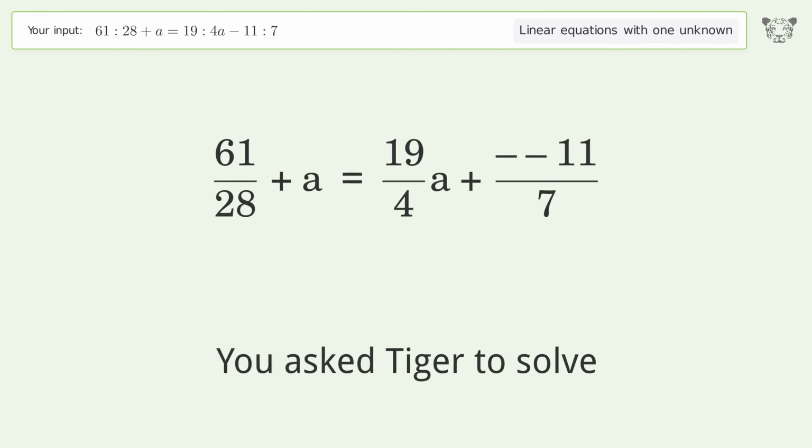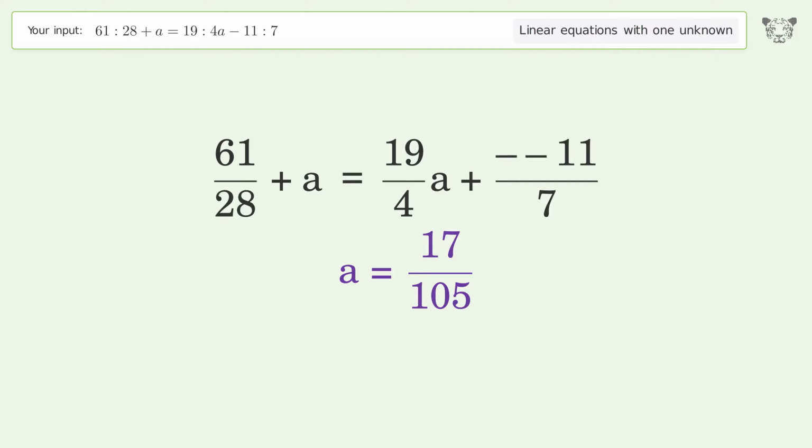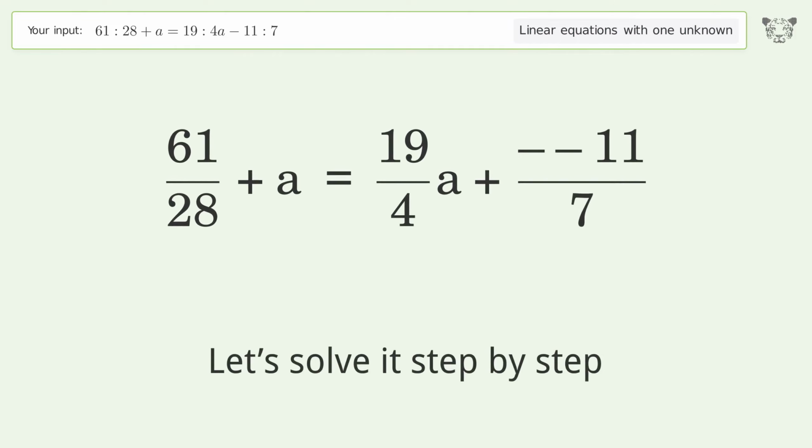You ask Tiger to solve. This deals with linear equations with one unknown. The final result is a equals 17 over 105. Let's solve it step by step.